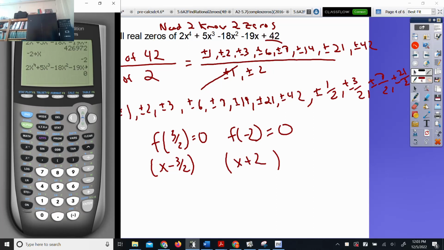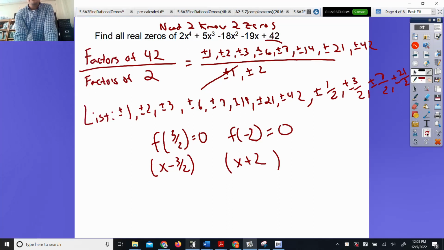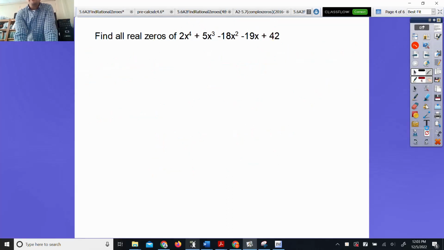Now, I could do long division if I really wanted to, but I don't want to. That's what synthetic division is for. Long division is long, and I don't need to. Long division is only useful when you're dividing by something like x squared. That's the only time you do long division. All other times you can do synthetic. So I'm going to count on y'all to remember those factors. They were 3/2 and -2, weren't they?